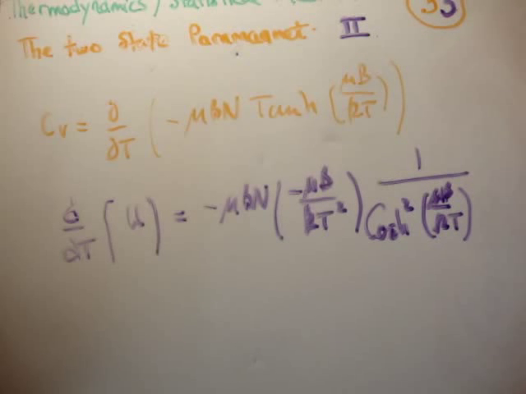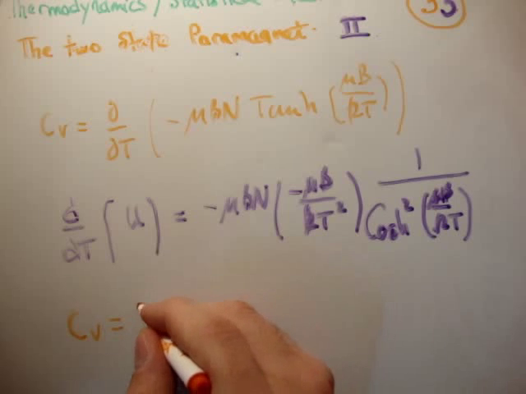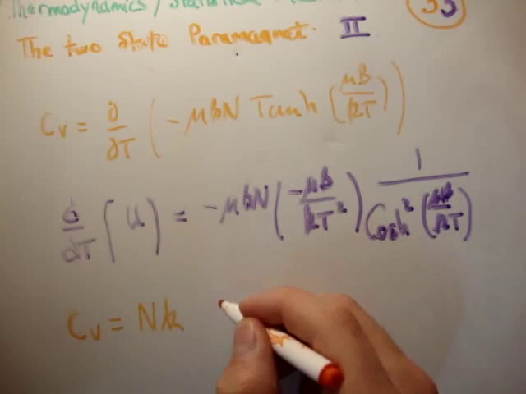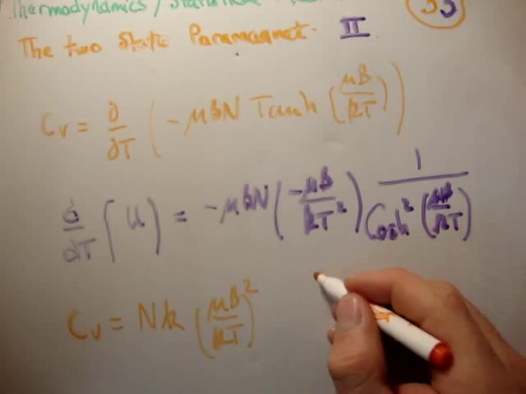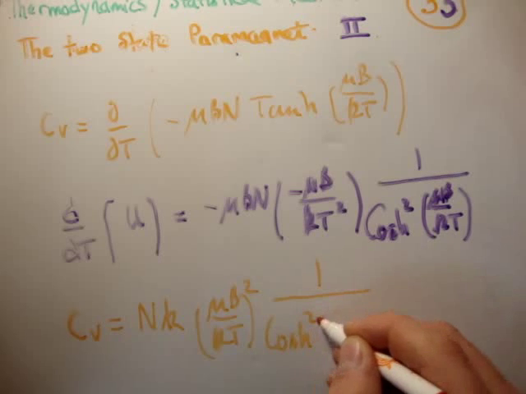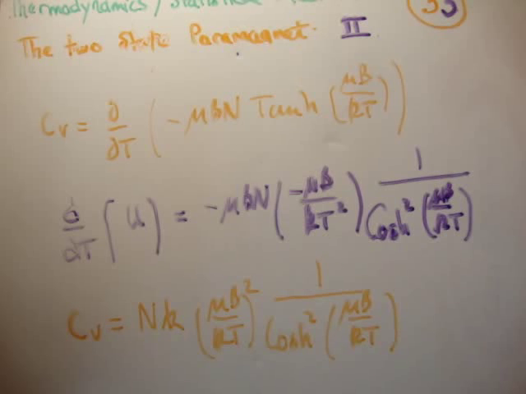Now, if you multiply above and below by k, we can rearrange it into a nice looking form, such that C sub v, heat capacity, constant volume, is equal to capital N times k, mu b over kt squared, 1 over cosh squared mu b over kt. Now that was a pain in the face, and I know. But we'll see later on when we start doing quantum statistics that we can do all of that in about 3 lines.